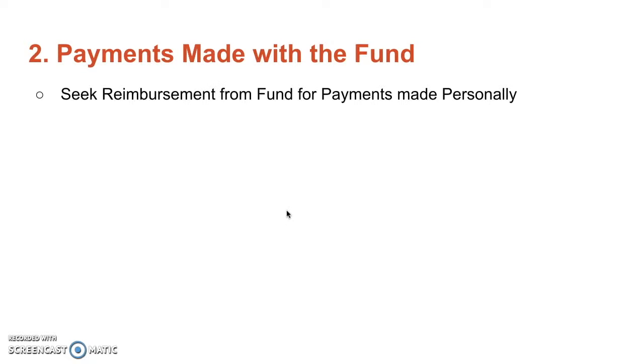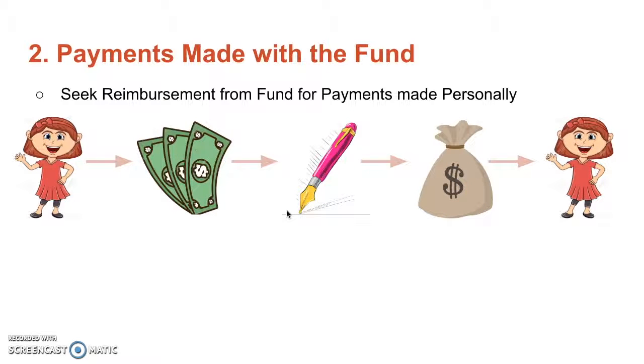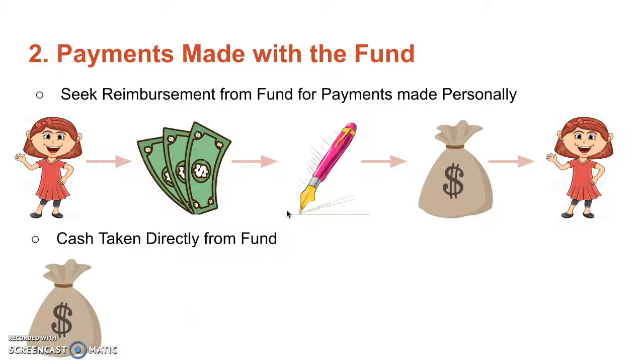Now, payments must be made from the fund. Payments can be made in one of two ways. Firstly, employees can seek reimbursement from the fund for payments they have made personally. So if Jess purchased office supplies such as pens for the company with her own money, she'll be able to get this money back. Or, cash can be taken directly from the fund. So Jess can purchase office supplies with cash directly taken from the petty cash fund.